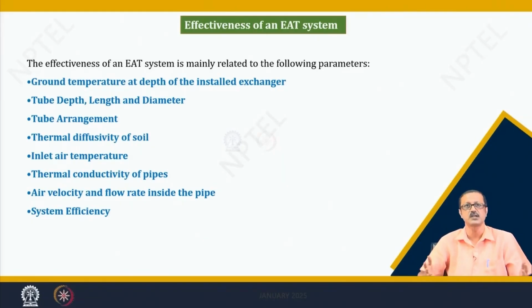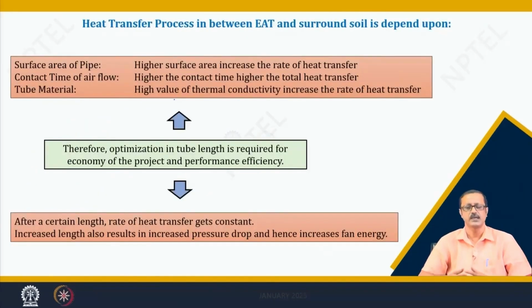The velocity of the air and the flow rate matter, because the air inside should be slow, but of course not so slow that it cannot draft a proper amount of outlet flow for your air conditioning requirement. So, there should be a moderate flow, and definitely the system efficiency. Here we see there is a kind of trade-off in the heat exchange process.